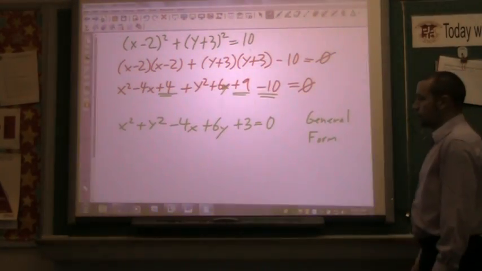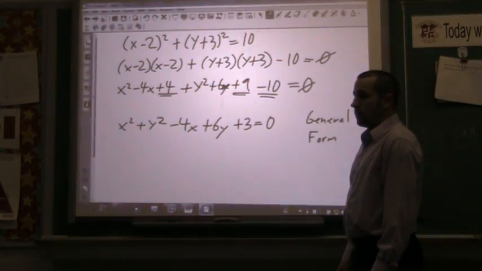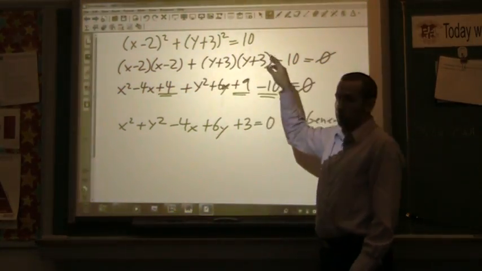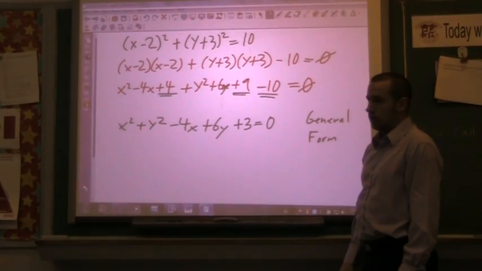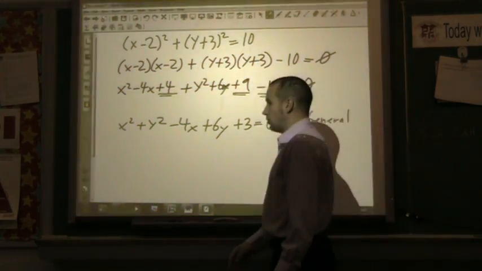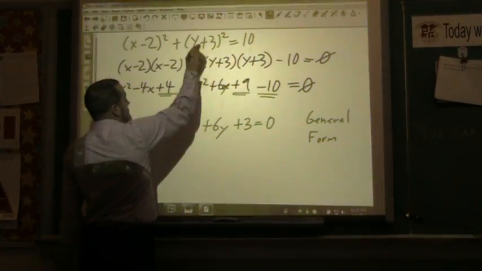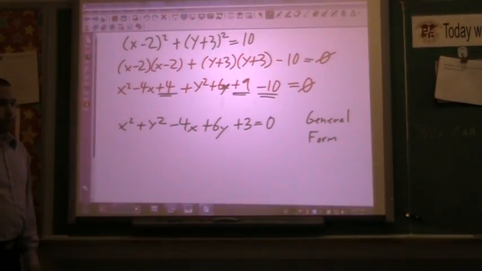If I ask for this in mapping notation, right, you would go straight off of the standard form of the equation for the mapping notation. Mapping notation tells you literally where the circle is, and to know literally where the circle is, you need to be looking at the standard form of the equation.